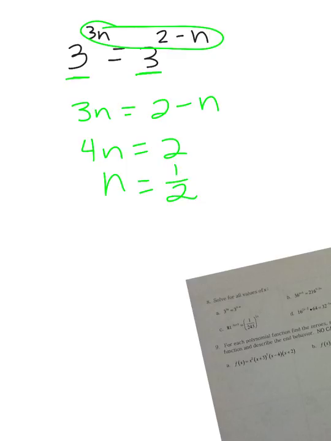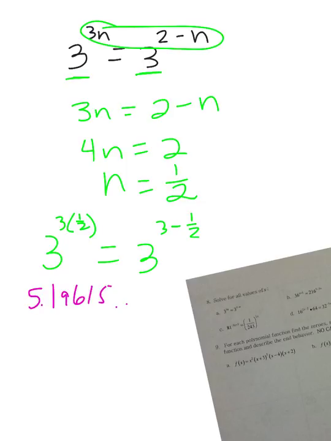Now you're going to check it. So I have 3 raised to the 3 times 1/2. Does that equal 3 raised to the 2 minus 1/2? So let's check it. Okay, so I just checked it, and they both work. You get 5.19615 equals 5.19615, and so on. Okay, so let's take a look at B.